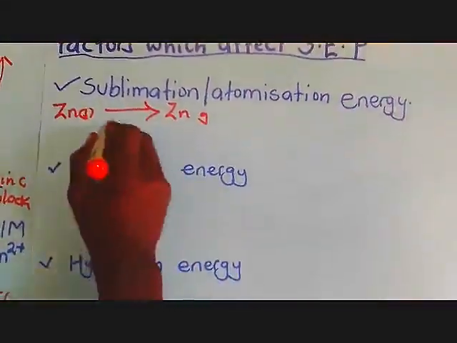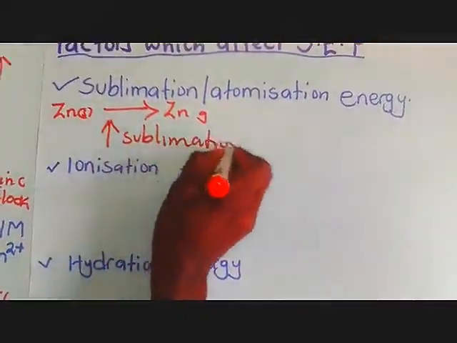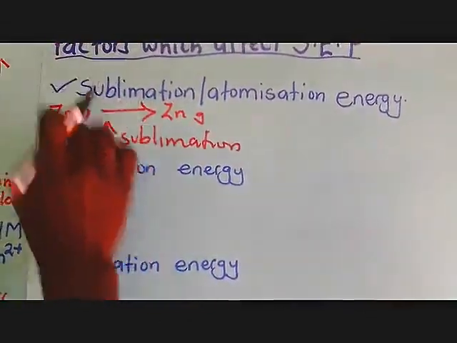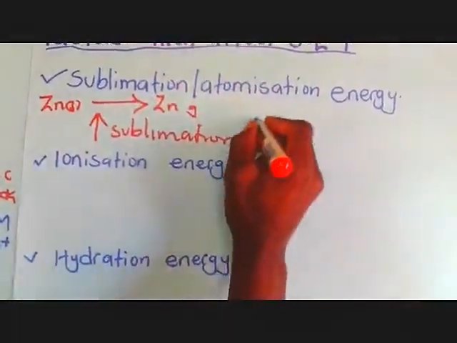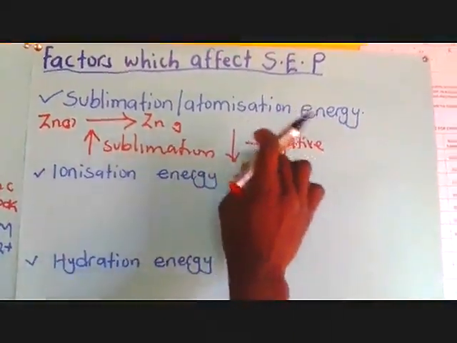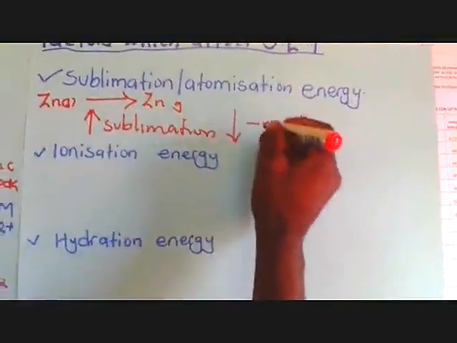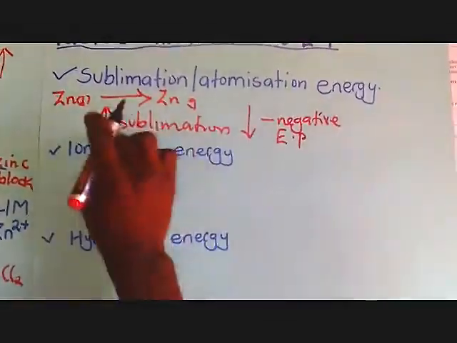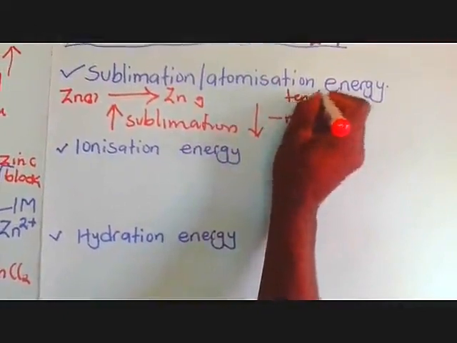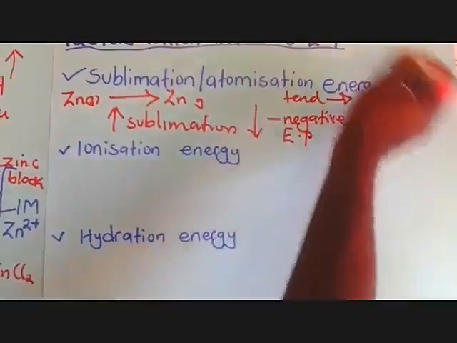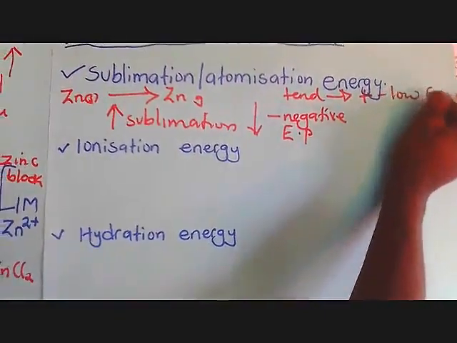But if you have a higher value of sublimation energy, it means it is very difficult to convert this solid zinc to the gaseous state. So it means we are going to have a less negative value for the electrode potential. If the substance has more sublimation energy, the electrode potential is going to tend to positive. And when it tends to positive, we say it is a low electrode potential.